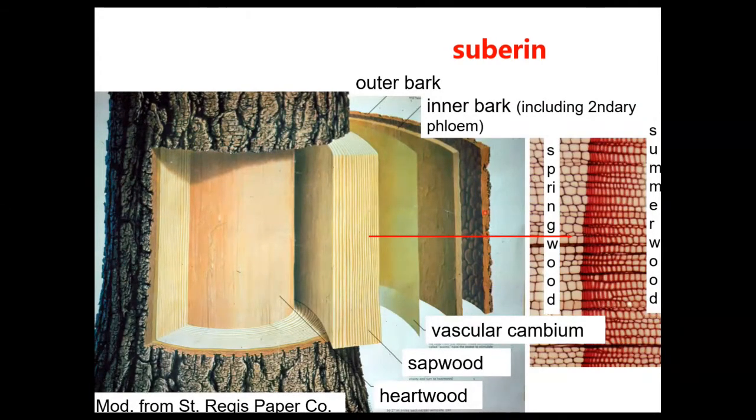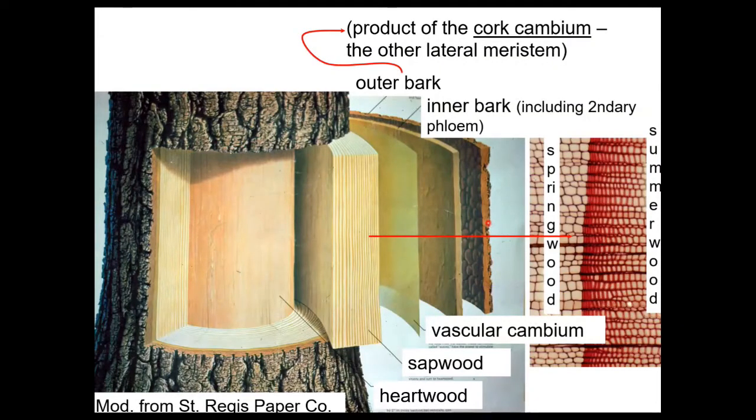I don't have it in this presentation, but in the cork oak from the Mediterranean, they harvest this and use it to make real cork. It's a pretty interesting business. All right, so there's the product of the cork.